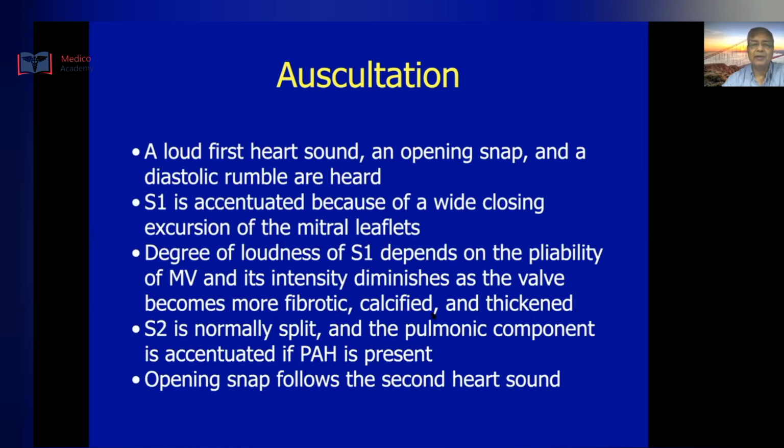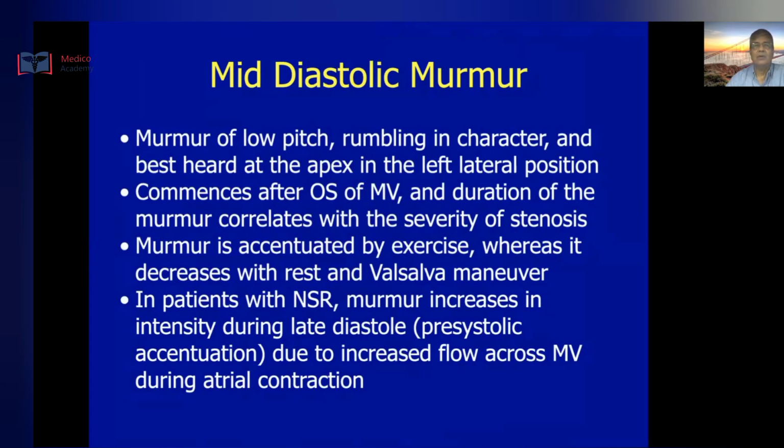S2 is normally split and the pulmonary component is accentuated if pulmonary arterial hypertension is present. So the second part of S2, that is P2, is accentuated. Opening snap follows the second heart sound. Patients present with the classical murmur, which is called the mid-diastolic murmur.